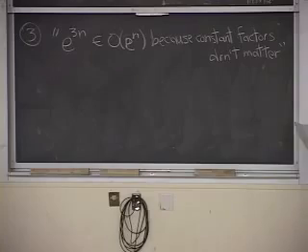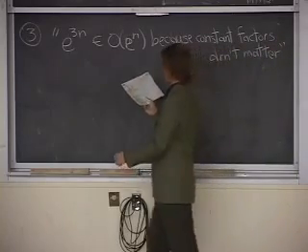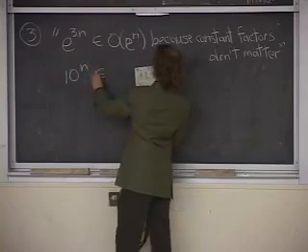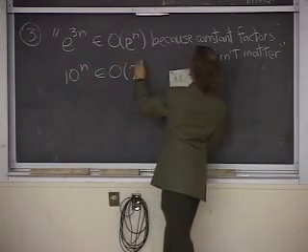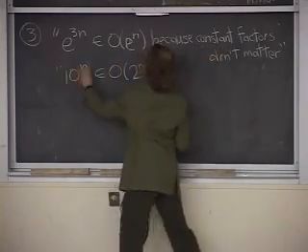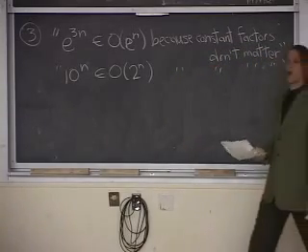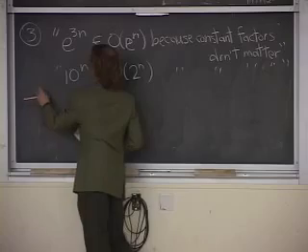This is where I want you to know that I lied when I said constant factors don't matter. Or to give you a similar example, is 10 to the n in big O of 2 to the n for the same reason, because constant factors don't matter? These are both wrong.